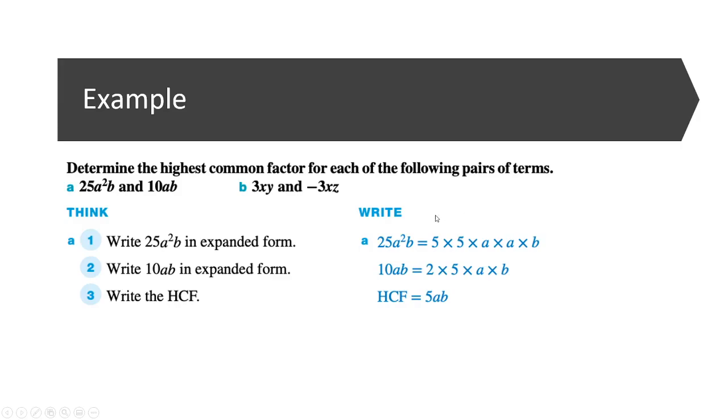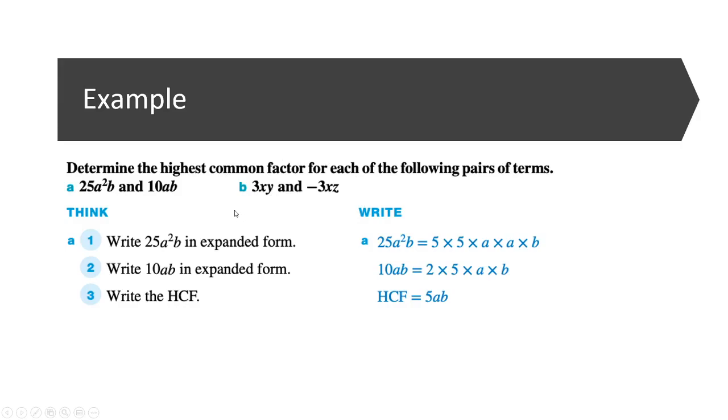Now let's look at what's common in both of these. We have a 5, and we have an a, and we have a b. So our highest common factor is 5ab.